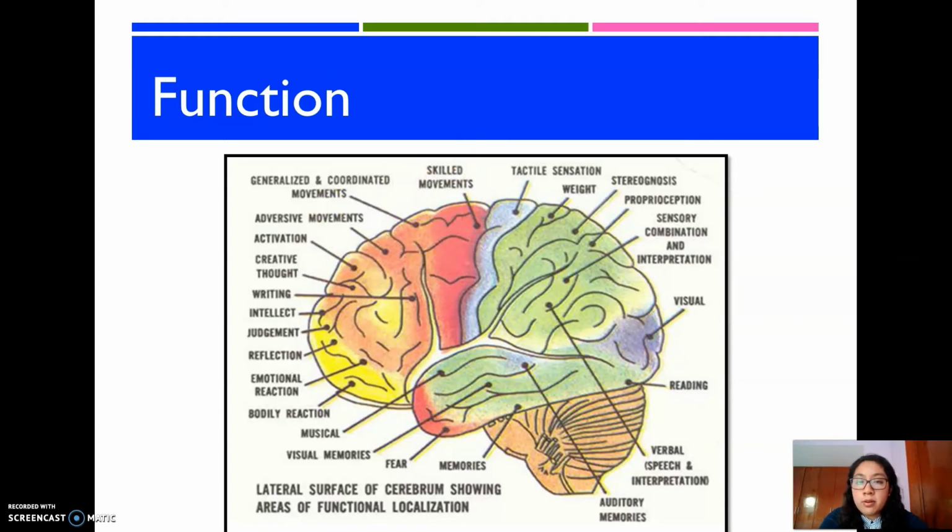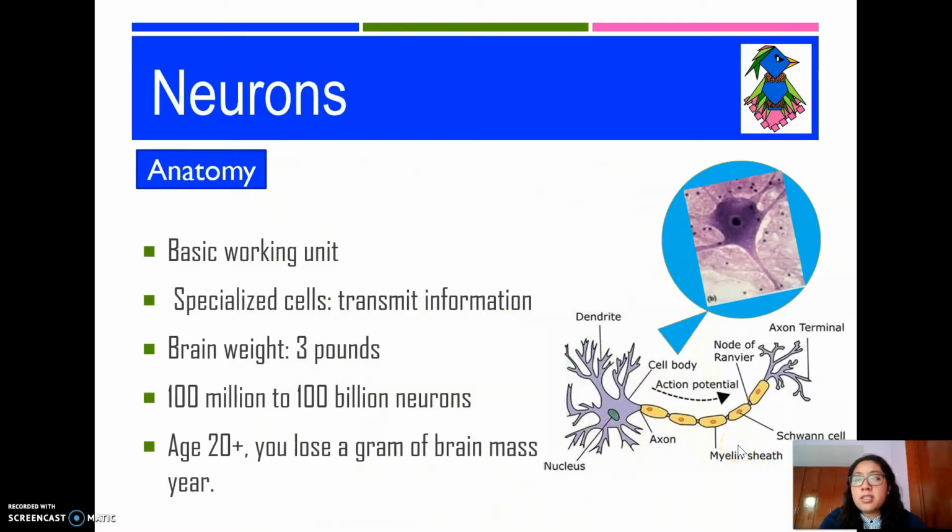So in Alzheimer, we have changes in judgment, here, in reflection, emotional reaction, body reaction, and adverse movements. So you can see that the most damaged part of the brain is the frontal lobe. But why does this happen? Well, to understand that, we need the anatomy of the neurons.